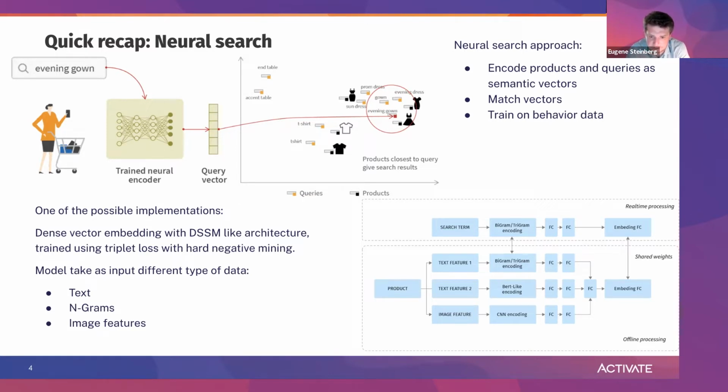One of the architectures which we presented at the last Activate is the so-called DSSM architecture, which shows pretty good practical results, trained using triplet loss with hard negative mining, and takes a variety of input, including product queries, product text, n-grams, image features, and many other types of data which is available for the products. However, today there are many other interesting neural search techniques, and Stas, please take it away and talk about them. Thank you, Eugene.